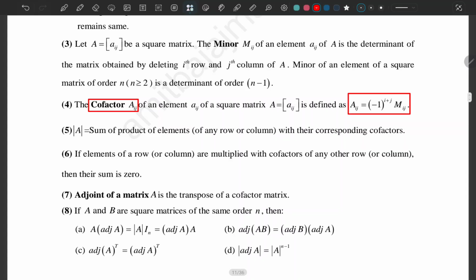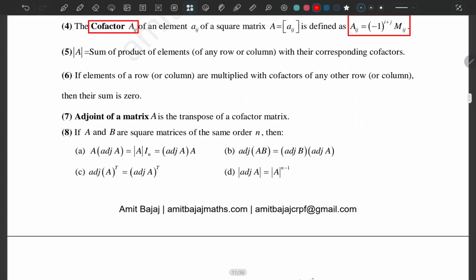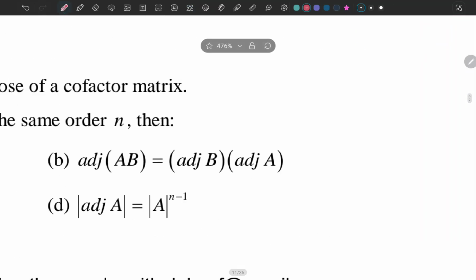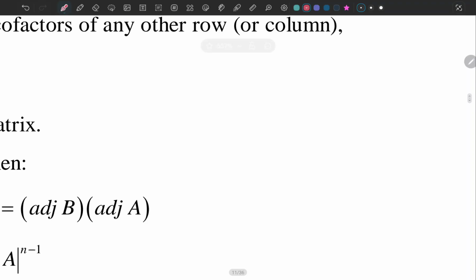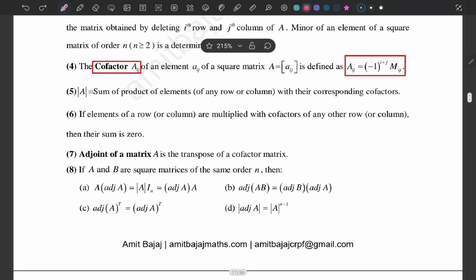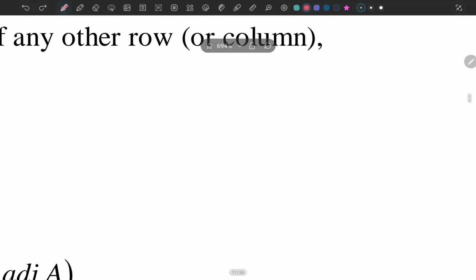Anyways, okay, adjoint of a matrix. In adjoint, what you have to remember, let me just drink a cup of water, please. Okay, so we were on adjoint, right? So in adjoint, mostly you have to just remember this formula.